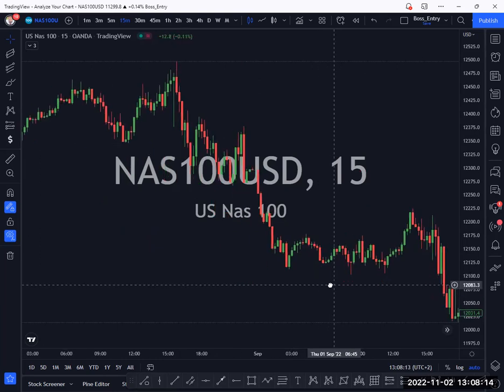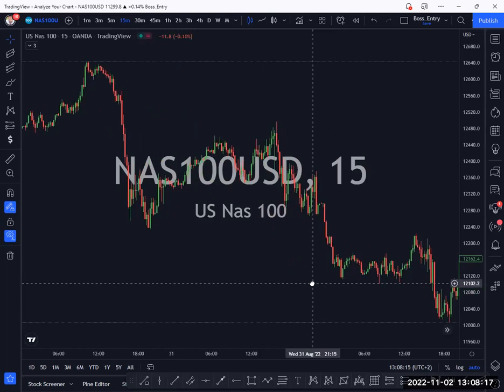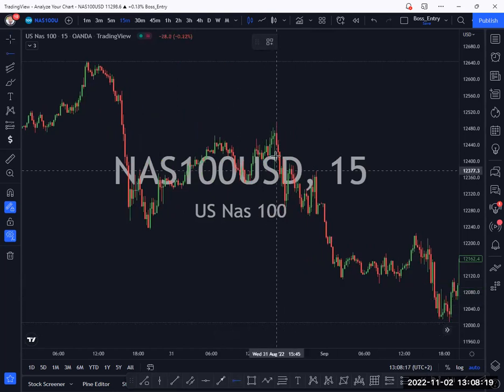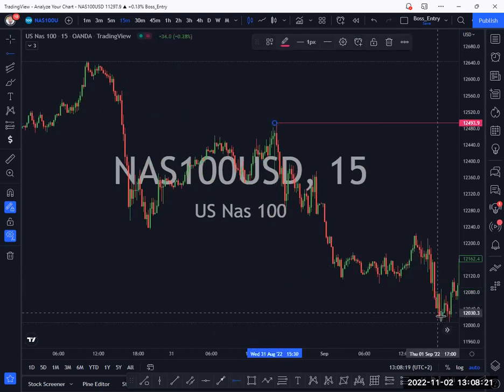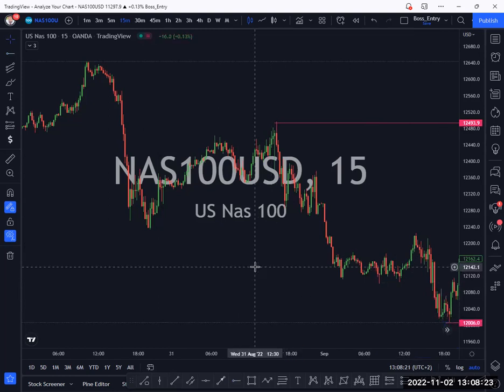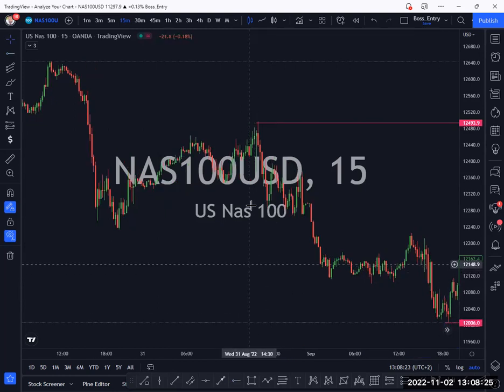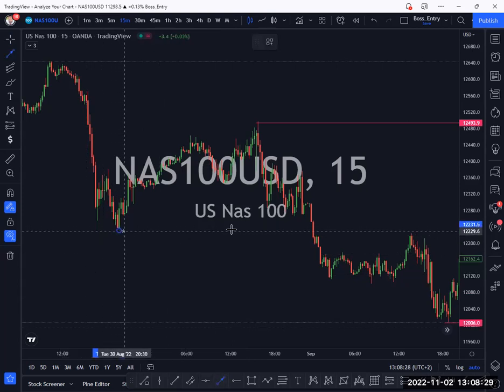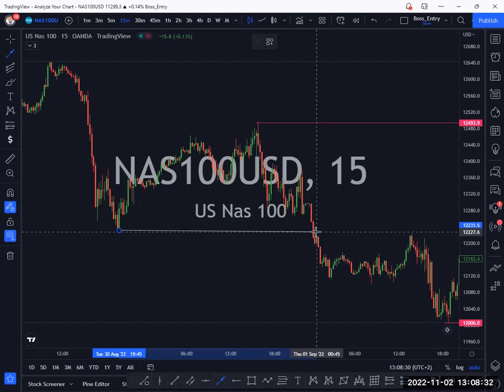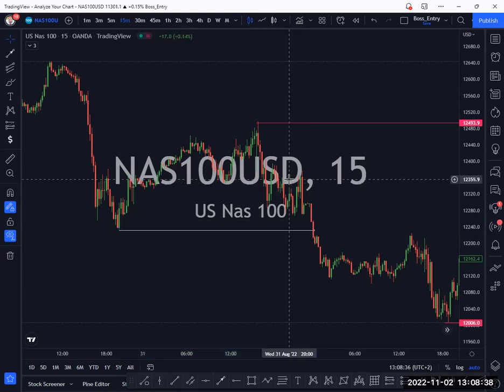So immediately, since we're on Nasdaq, we'll mark the major high and we'll mark our major low. Why are those our major high and low? So this is a major high because it broke structure. Why did it break structure? It broke structure around here. So that's our major high around there.